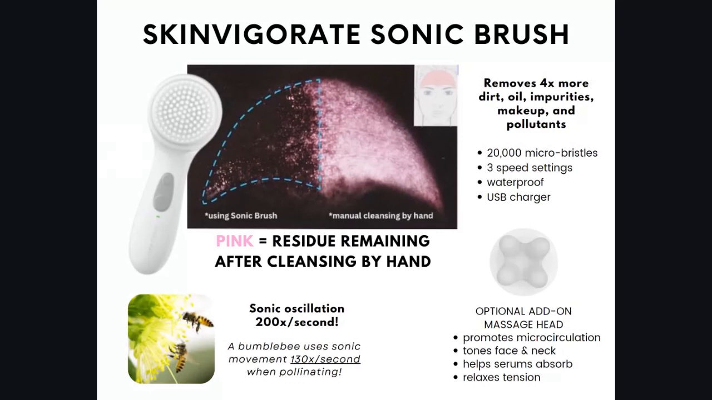And you guys, the movement of the brush, it literally sounds like a bumblebee because it's sonic oscillation. These bristles oscillate, I'll show you when I put my video back on, 200 times a second. It's so fast you can't even see it moving. Just like a bumblebee, it literally sounds like a bee buzzing. And those wings on the bumblebee are only moving around 130 times per second. And think about it, they don't even damage the delicate flowers that they're landing on. So pretty amazing, the difference with using the Skinvigorate cleansing brush.